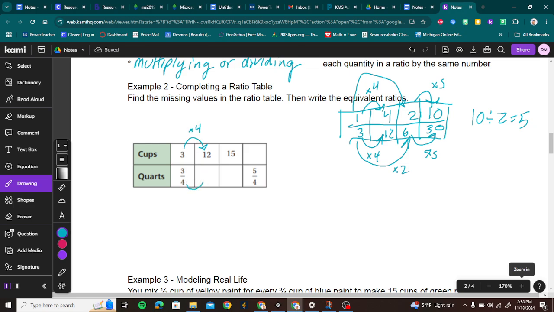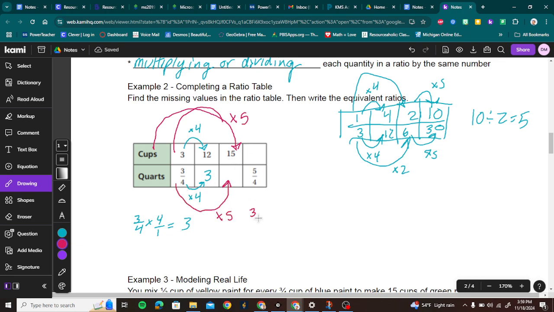So then we're going to multiply 3/4 by 4. So 3/4 times 4 gives us 3. Now, I can't go from 12 to 15 easily, but I can go from 3 to 15 pretty easily. So 3 times 5. So then I'm going to go 3/4 times 5. So 3/4 times 5 gives us 15/4.